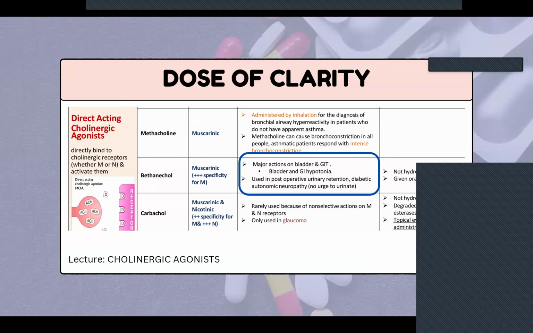Whereas the other options like atropine, it's anticholinergic. So it would exacerbate urinary retention. We can't use it to treat it. Carbachol is less commonly used because it has very non-selective action. Edrophonium is a reversible acetylcholinesterase inhibitor, and it is usually used for the diagnosis of which disease? Myasthenia gravis. Yes, exactly. So it's used for myasthenia gravis diagnosis and not for urinary retention.